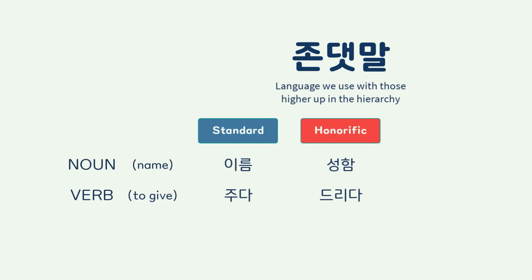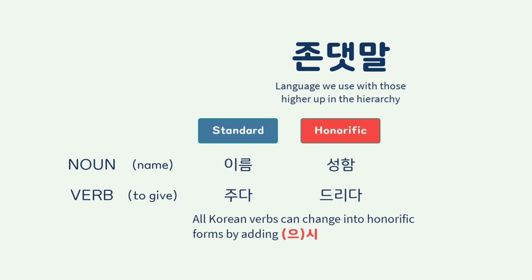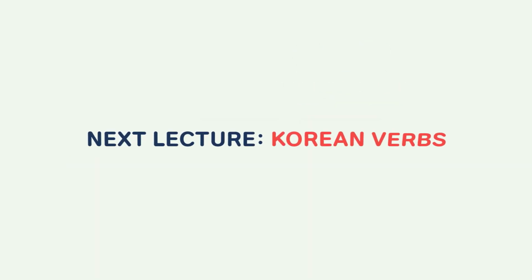However, one difference between nouns and verbs is that all Korean verbs can conjugate into an honorific form by adding 시 to the verbs. And this is something we will look at in detail in this unit. Now, in general, the most important aspect of honorific language is the use of verbs. So over the next few lessons, we'll take a look at the use of verbs in their honorific form in more detail. And in the next lesson, we'll take a look at the overview of Korean verbs.